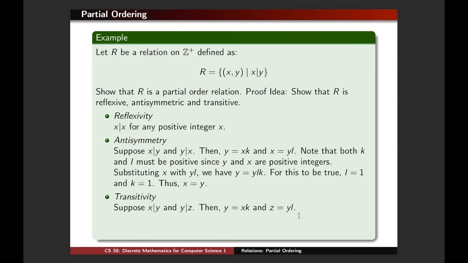So our goal is to show that X divides Z, right? So we must show that Z can be expressed as X times some integer. So how do we do that? Again, we can combine these equations by substituting Y with this value here, so that we'll have Z is equal to X times K times L.